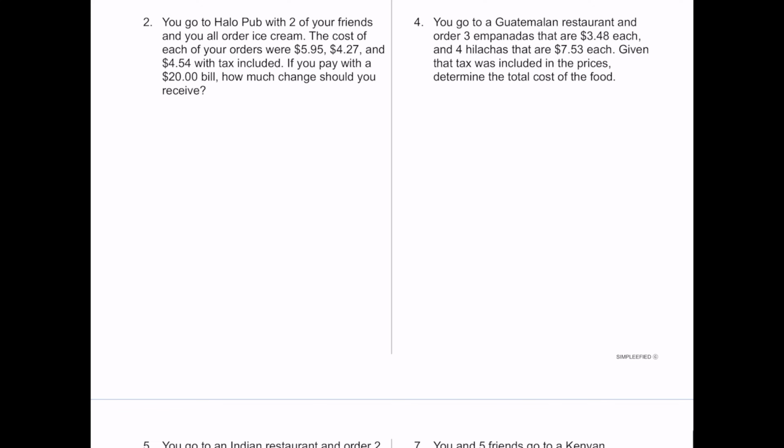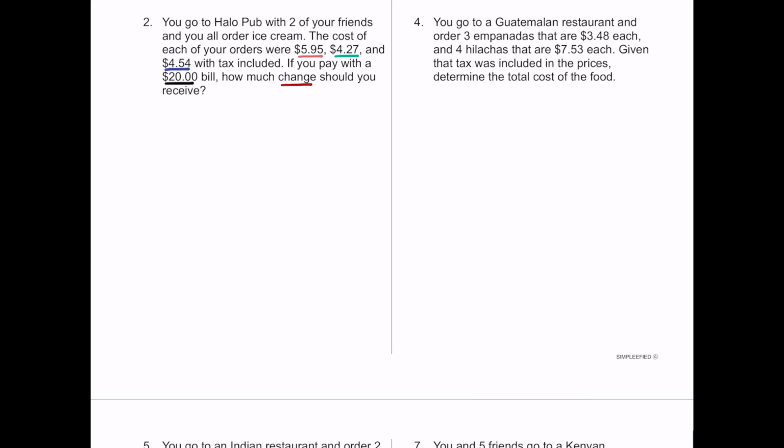For number 2, you go to Halo Pub with 2 of your friends, so there's 3 of you total, and you all order ice cream. The cost of each of your orders, just say yours was going to be $5.95, maybe one of your friends is going to be $4.27, and a third person, your other friend, is going to be $4.54. Tax is included in these prices, so if you pay with a $20 bill, the question is how much change will you receive from this ice cream store. Okay, so that's what this is going to be.